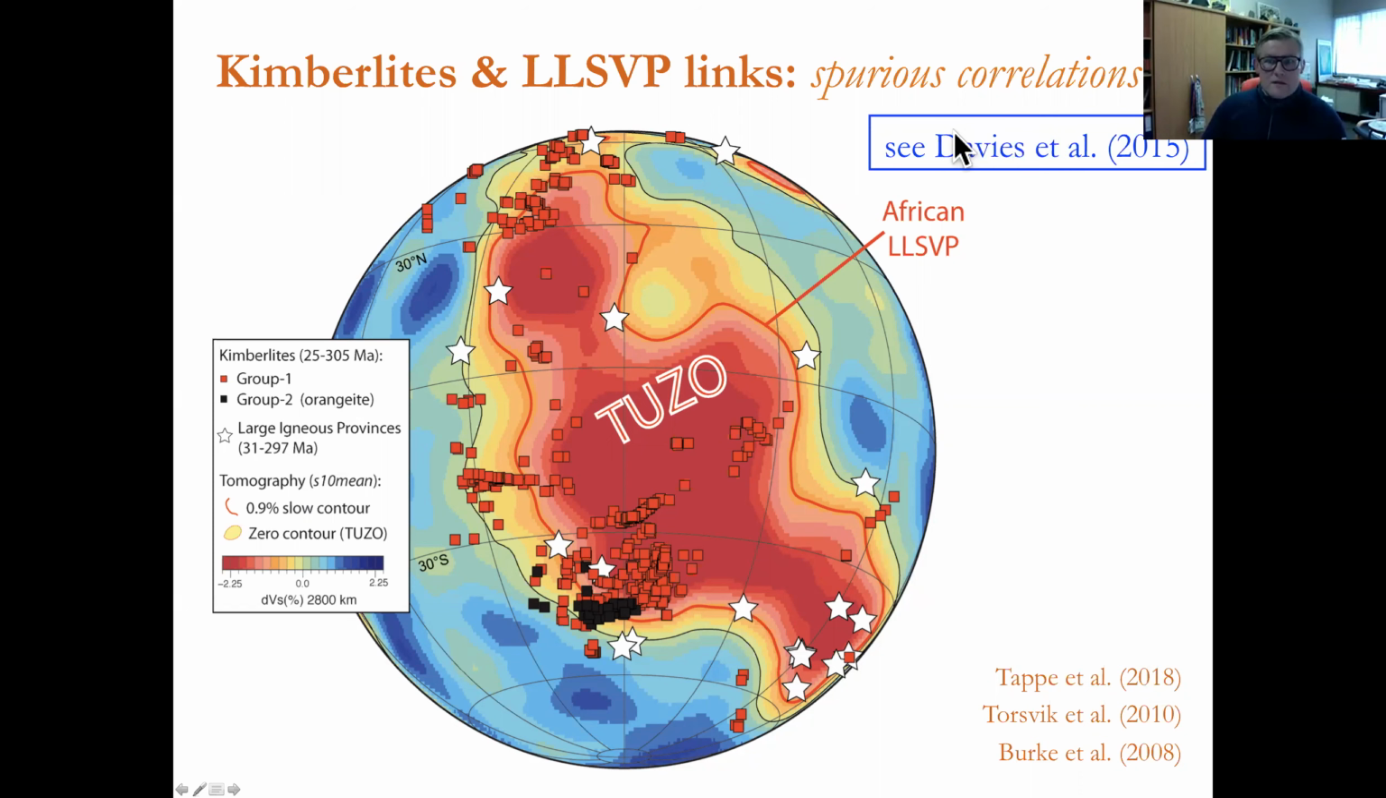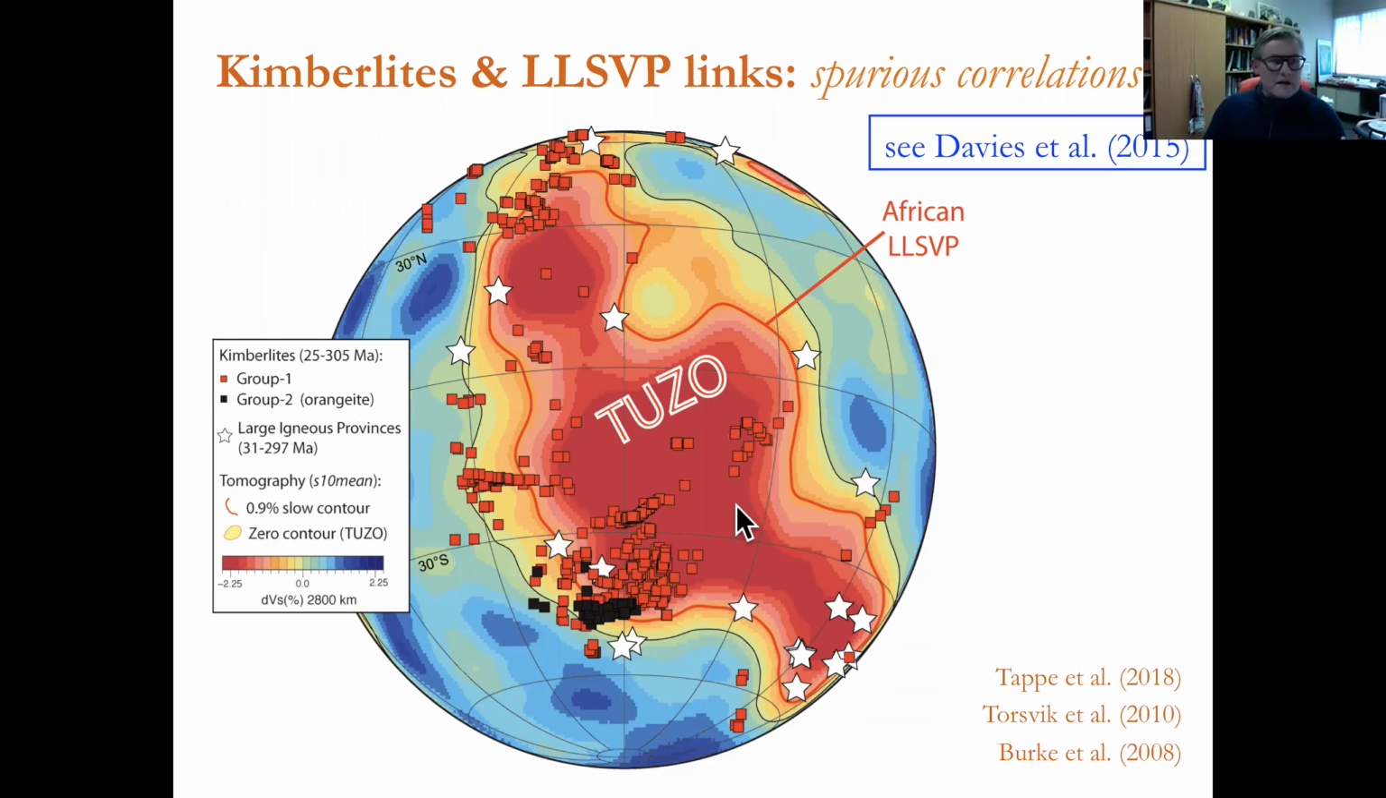This has to be taken with a grain of salt, because there are other studies, like this one from 2015, that have shown that this could also just be a spurious correlation because of the strong north-south orientation of this African LLSVP. It's also a rather large feature. If it by coincidence just sits below the African plate for most of the Phanerozoic, then pretty much any kimberlite generated beneath the craton would pretend to have an association to this rather deep-seated feature from more than 2,000 kilometers below Earth's surface. So there are arguments that this could be just a spurious correlation.